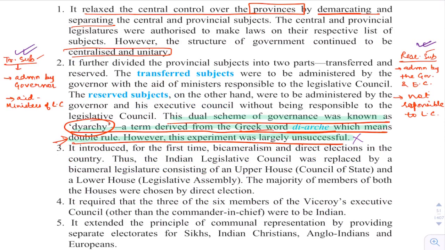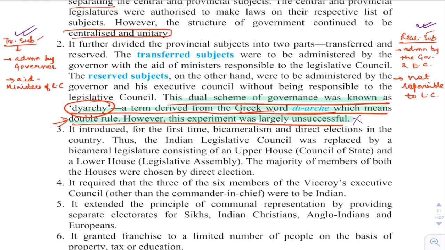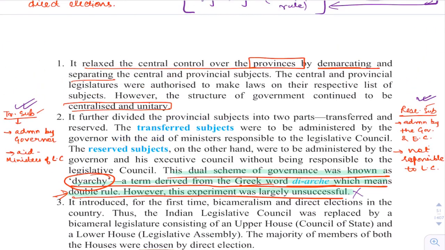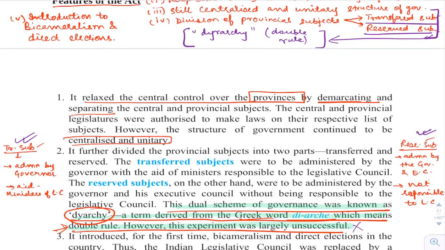Thus, the Indian Legislative Council was replaced by a bicameral legislature. Bicameral आपको पता है ना, जहाँ 2 houses होते हैं, जैसे हमारे लोकसभा राज्यसभा है ना, 2 houses, upper and the lower house. So now the Indian Legislative Council, जहाँ पे law बनेगा, that was replaced by bicameral legislature, जिसमें upper house होंगे and lower house होंगे. The majority of members of both the houses were chosen by direct election. So every point here in this particular feature is important. So we'll be writing that introduction to bicameralism and direct elections.